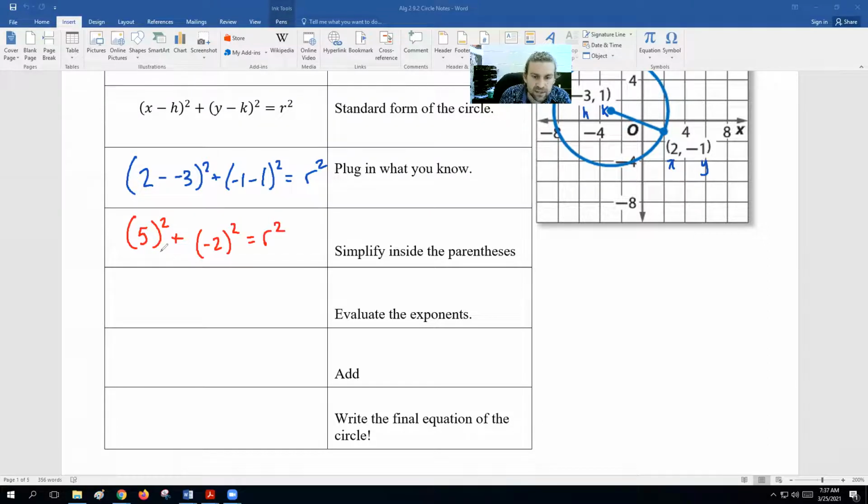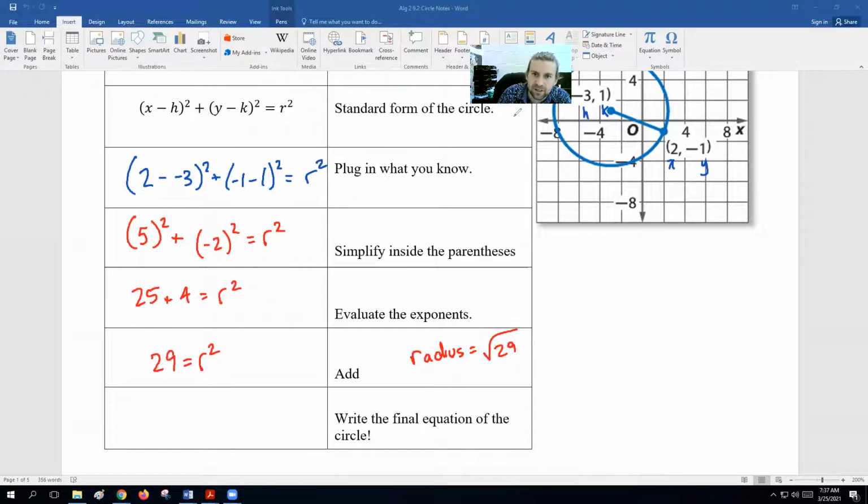We can evaluate the exponents there. All right, so that'd be 25, and that'd be plus 4 equals r squared. And we can add them together. And so we'd get 29 equals r squared. Now that means that the radius is equal to the square root of 29, which is good if we want to know the length here.